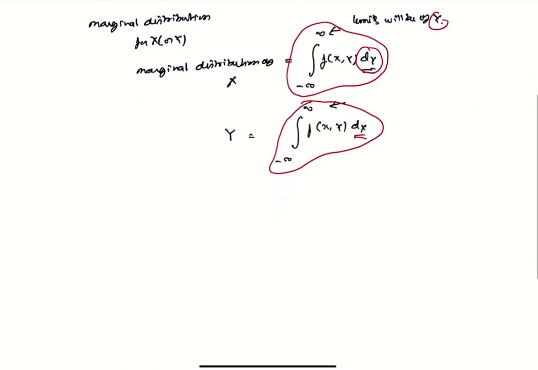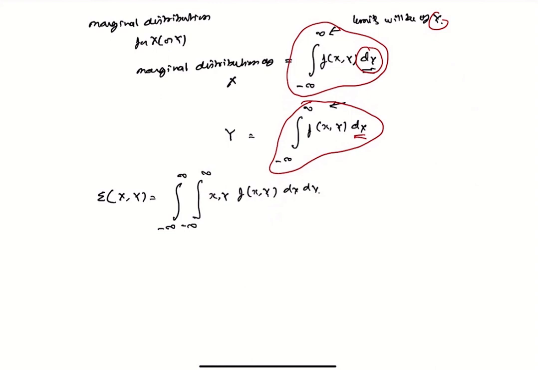Then we can do other things also, like expected value. So the expected value of xy is again going to be negative infinity to infinity, negative infinity to infinity, xy fxy dx and dy. So this is how you can get the expected value.